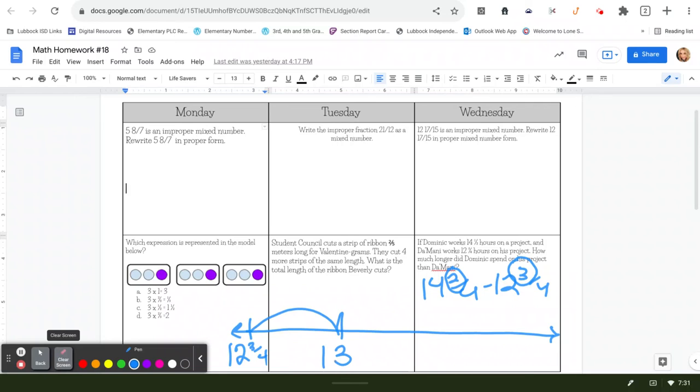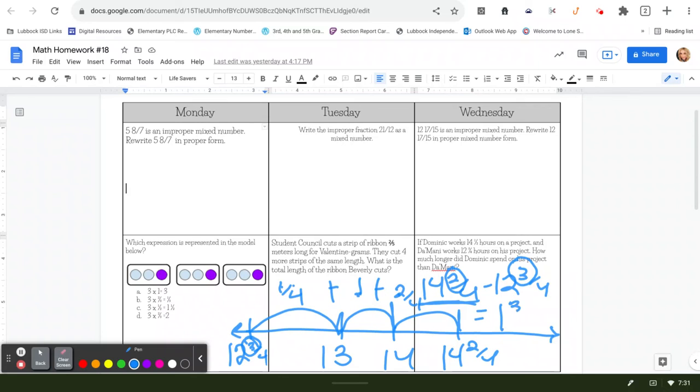I jumped 1/4 to get there because look, I have 3 pieces of my puzzle put together. Need 1 more to complete it. Now I'm going to jump to 14. I jumped 1 whole to get there. Now I'm going to jump to 14 and 2/4 because that's where I'm trying to get. I jumped 2/4 to get there. Now I add these up. 1 whole, 2 plus 1 is 3/4. Okay, so Dominic worked 1 and 3/4 hours longer than Damani on his project.